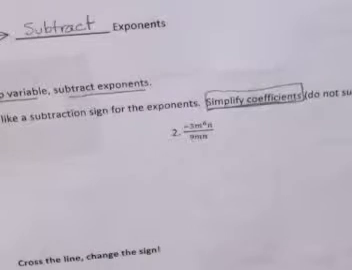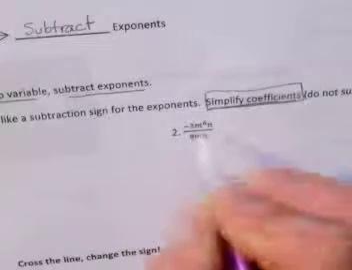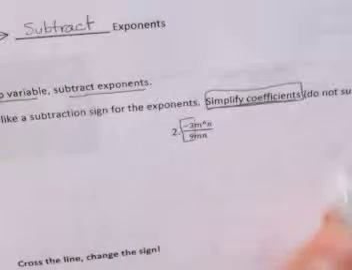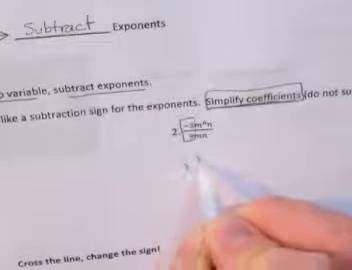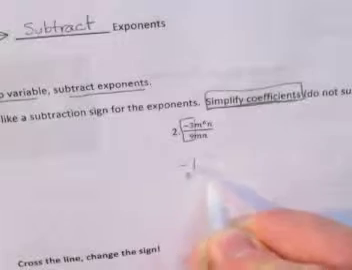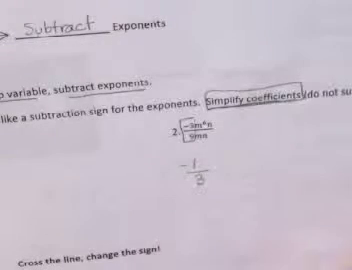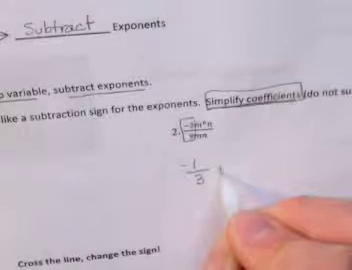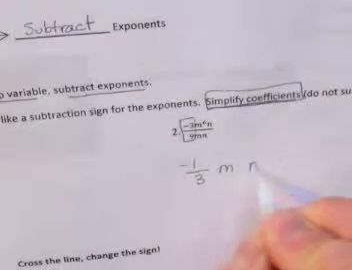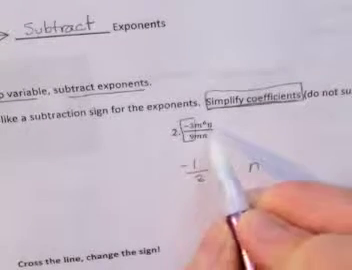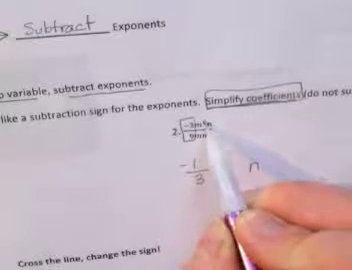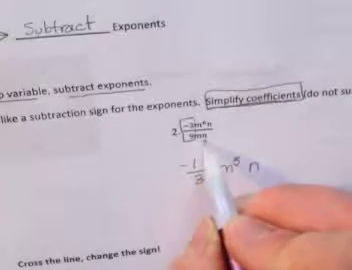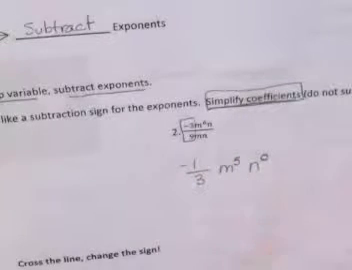Let's take a look at problem number 2. The first step is to divide the coefficients, and I notice that negative 3 divided by 9 can be simplified into negative 1 over 3. And then I'm going to keep my variables m and n, and I want to subtract their exponents. So 6 minus 1 is 5, and 1 minus 1 is 0.